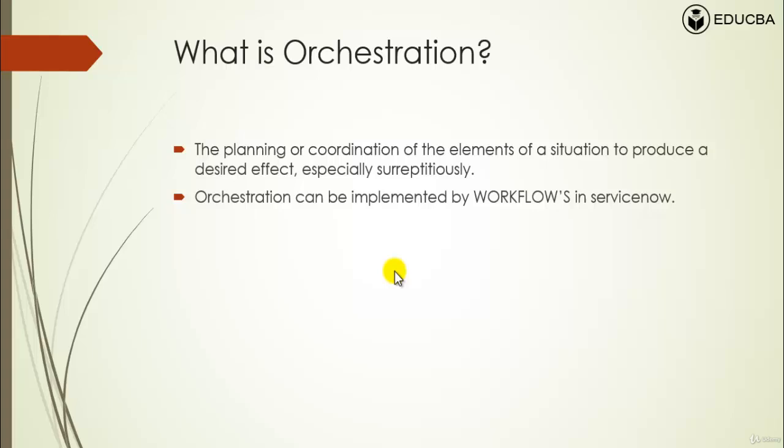But what is orchestration? Orchestration is nothing but the planning or coordination of elements of a situation to produce a desired effect, especially surreptitiously. This is the Oxford Dictionary meaning. So it's nothing but the coordination of the elements of a situation. Doesn't it seem similar to what I was talking about, the orchestra? Yes. That's where the meaning of orchestration derives from, and the name orchestra was given to that.